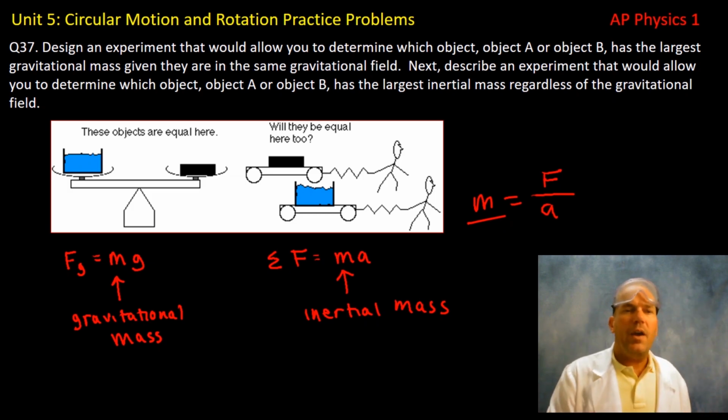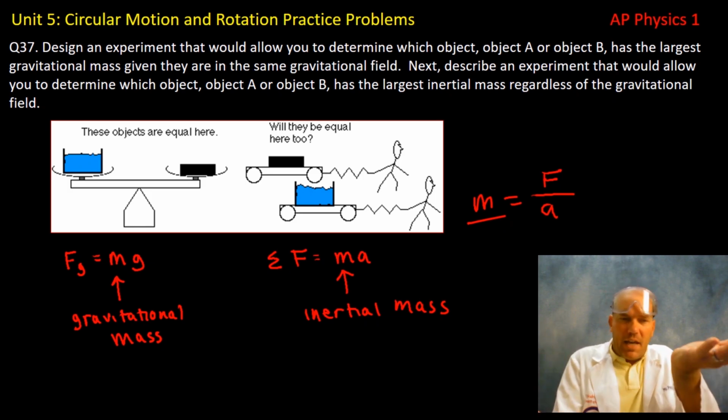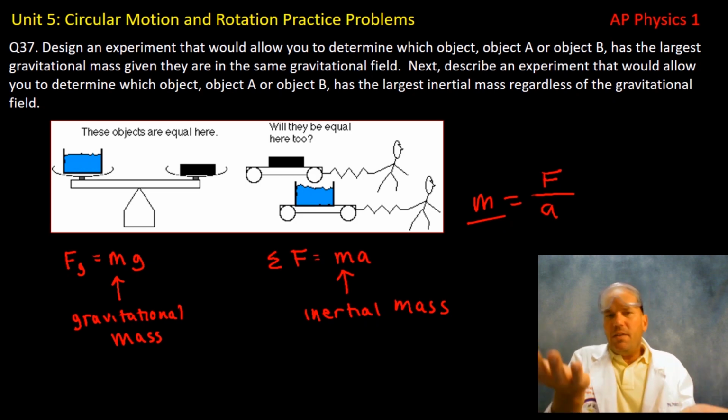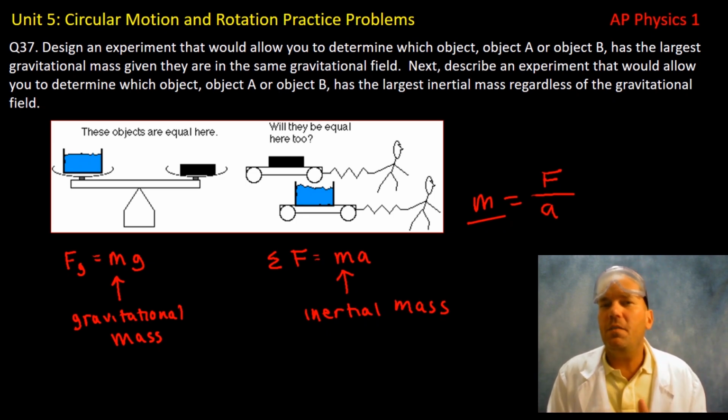For the gravitational mass, you need a way to basically compare two objects, like on a balance, given a same constant gravitational field strength. So that concludes the Unit 5 problem set solutions, and I will see you guys in class.